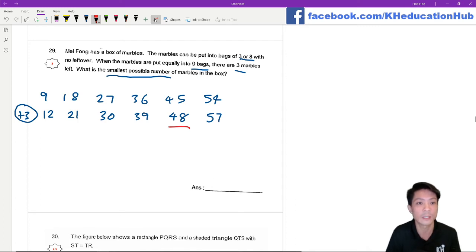Which means that the smallest possible number of marbles in the box is 48, because 48 can be divided by 3 and divided by 8 with no leftover. But if you divide it by 9, you're going to get a remainder of 3.